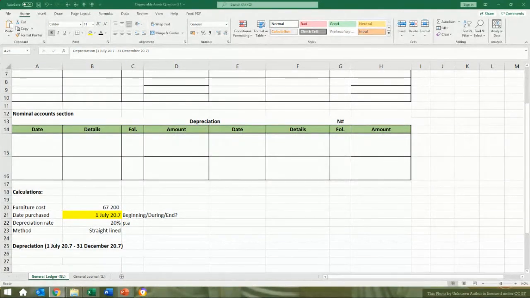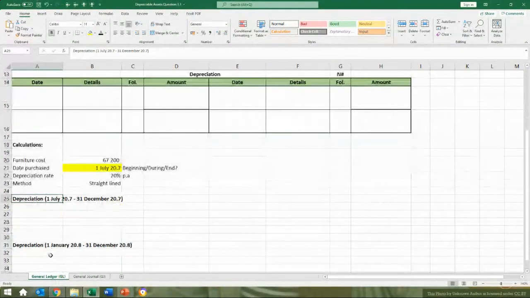Pamela says 6. Okay, now how do I determine how many months? If it's on the 1st of July, that means I start from the 1st. So the full month of July is month 1, August is month 2, September is month 3, October is month 4, November is month 5, and December is month 6. So because it was from the 1st of July, it's 6 months. If it was at the end of July, it would have been 5. Okay, so we've used it for 6 months. That means we will have to adjust this to reflect a 6-month period.